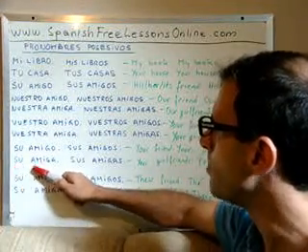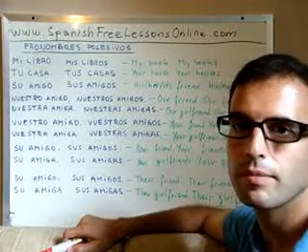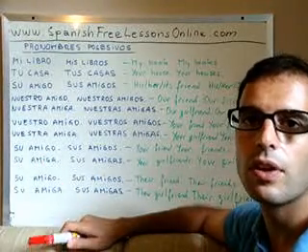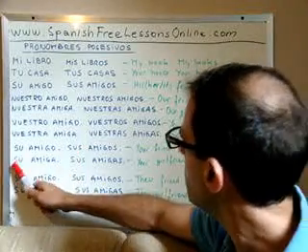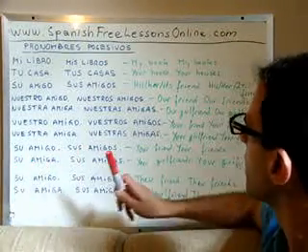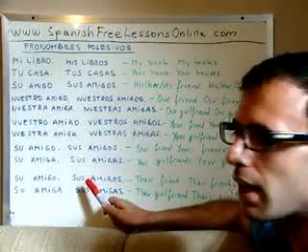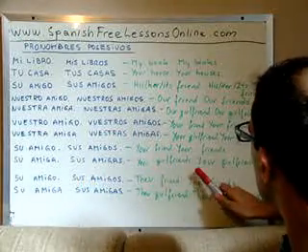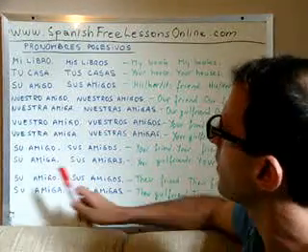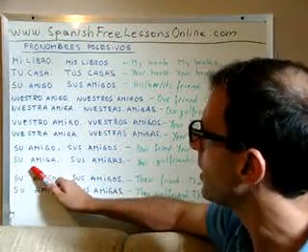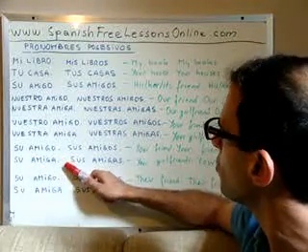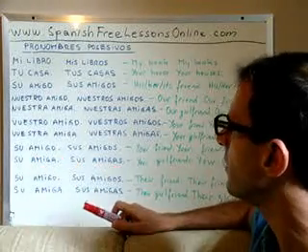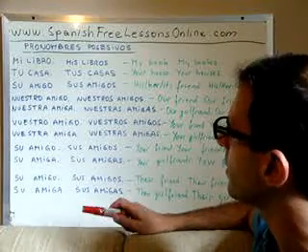Su amiga, that is his... sorry. That's your girlfriend's, and sus amigas is your girlfriends. So su amiga is singular, your girlfriend. Sus amigas is your girlfriends.